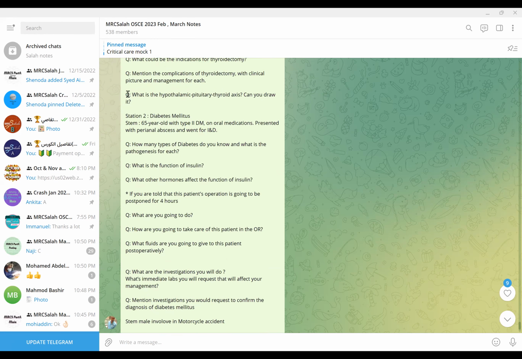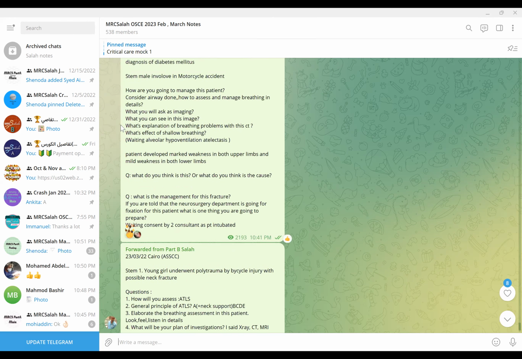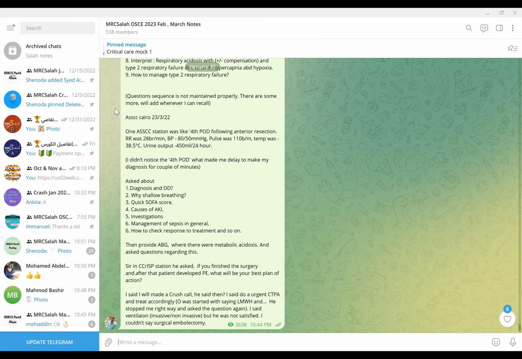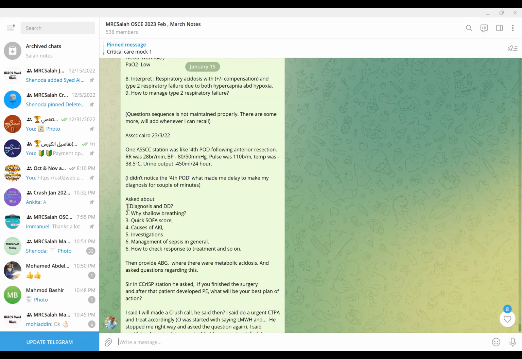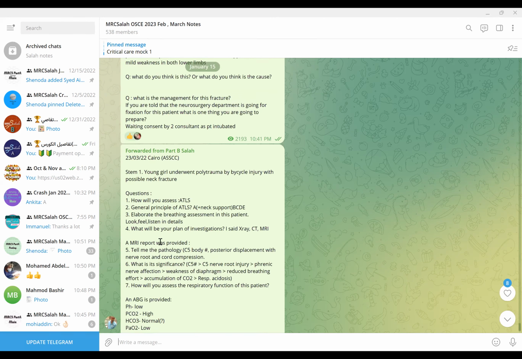Then the pituitary axis, which we already discussed. The diabetes mellitus station, like we discussed: what they told me after the exam is that it was exactly like our book. They started first with the function of insulin, hormones affecting insulin, then types of diabetes, and mainly concerned optimization of the patient, what the medications are, what the fluid is, and how to give it. Okay, that is this station. The last one is about pulmonary embolism; it will be discussed later, inshallah. I think the other stations will be discussed later, inshallah.